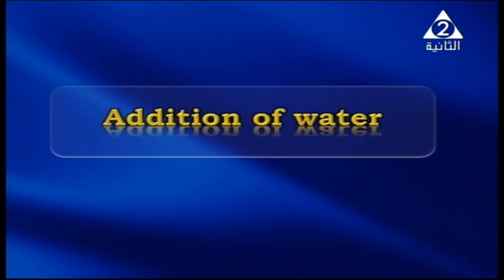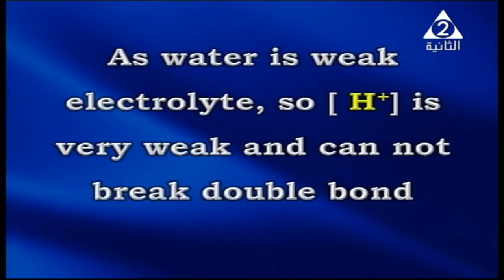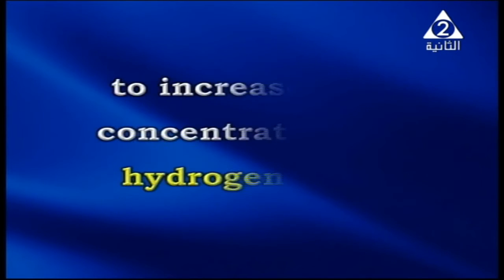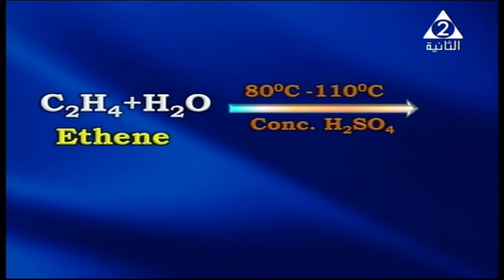Now we are going to discuss the addition of water. The catalytic hydration of ethylene. This is the reaction of water with the organic compound in the presence of a catalyst. As water is a weak electrolyte, the concentration of positive hydrogen ion is very low and it cannot break the double bond. Therefore, the reaction occurs in a strongly acidic medium to supply enough positive hydrogen ion to increase the concentration of hydrogen ion, as the equation proceeds on the screen.